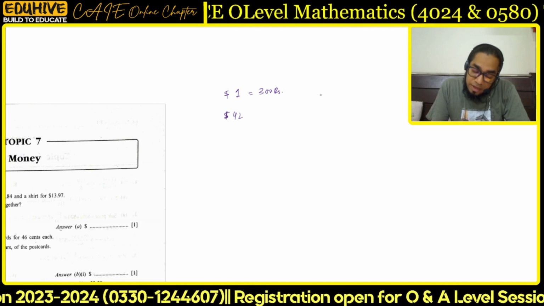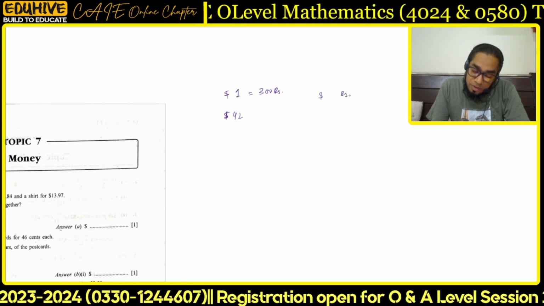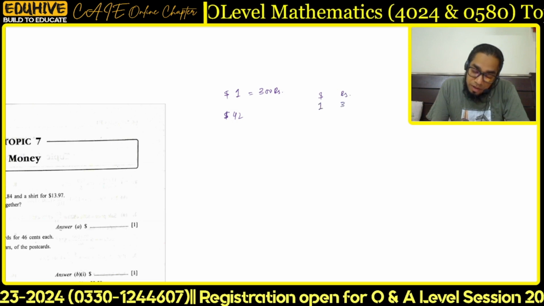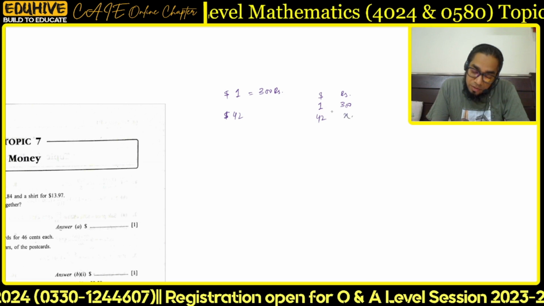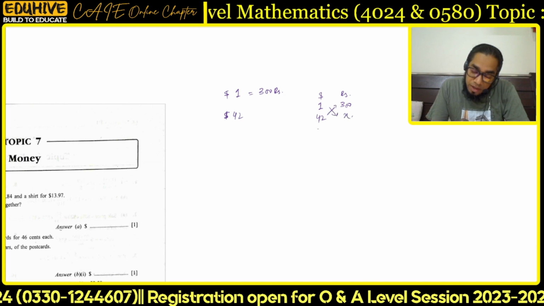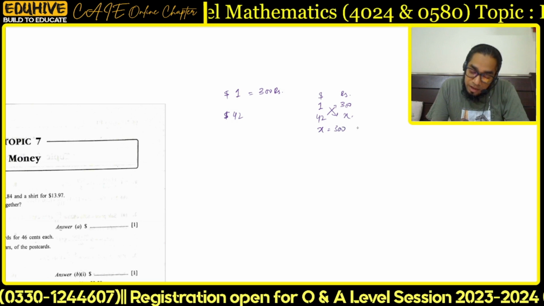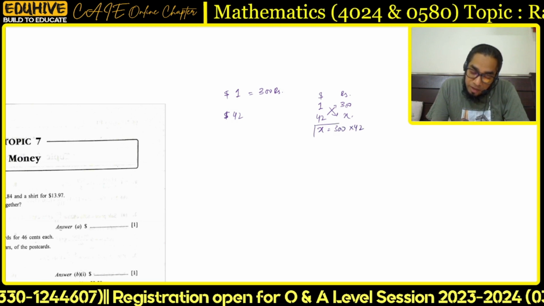It will go like a unitary method. Let's suppose $1 over here and 300 rupees over here. I'm going to write $42 and the x is over here. Then I'm just going to multiply them. That will be like a unitary method in every question.